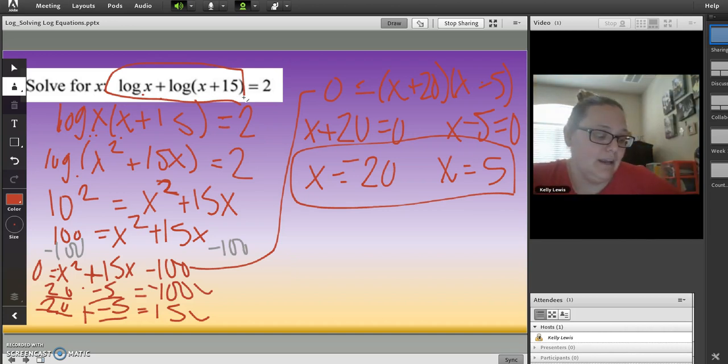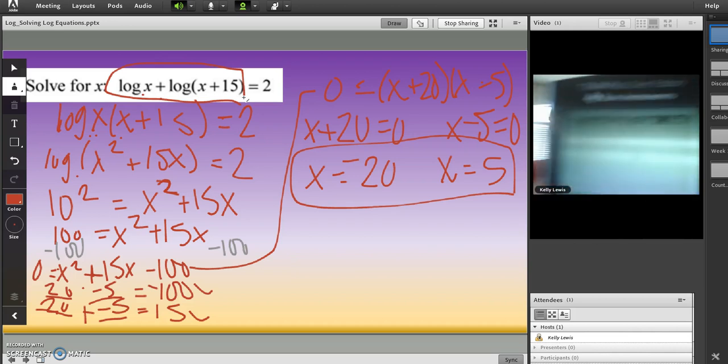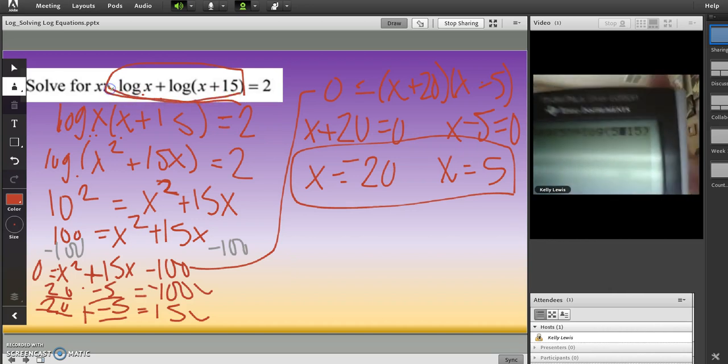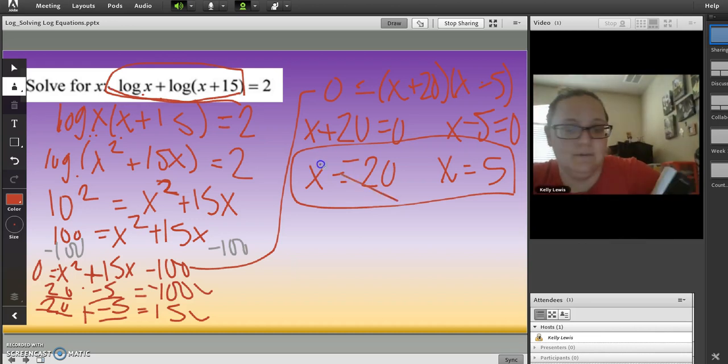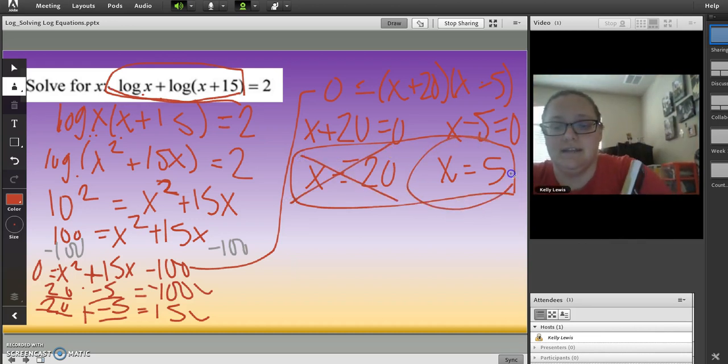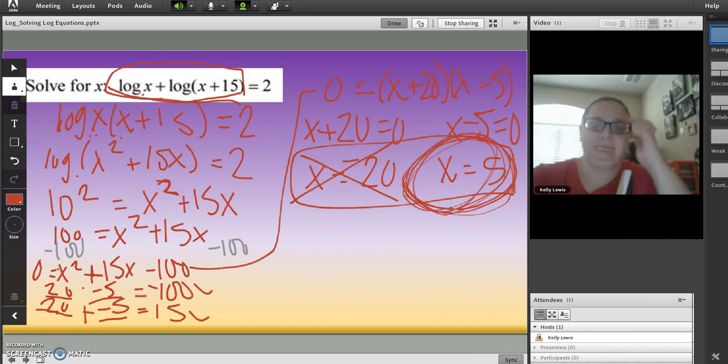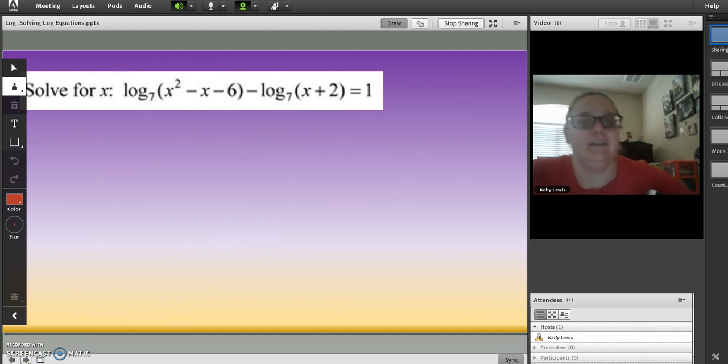Let's try, instead of negative 20, let's write 5. Everywhere there was an x, let's write 5 and see what happens. And I get 2. So negative 20 is an extraneous solution and does not work. So the only solution that works is 5. So we have to check our work. Negative 20 is an extraneous solution. It doesn't work.